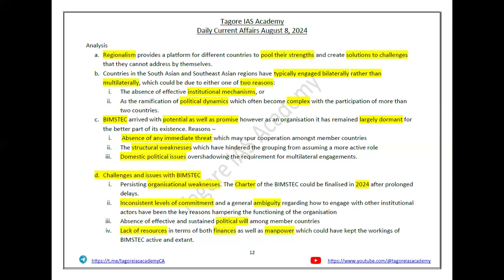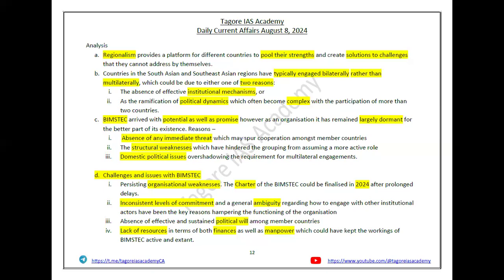The challenges and issues with BIMSTEC. BIMSTEC, as I said, was signed in 97. In 2004, it came into its full shape, when all 7 countries had joined. But after 20 years, they could only manage to sign a charter. Now, a charter is something based on which the organization works. They took 20 years. That means things have not been going as they should have gone.